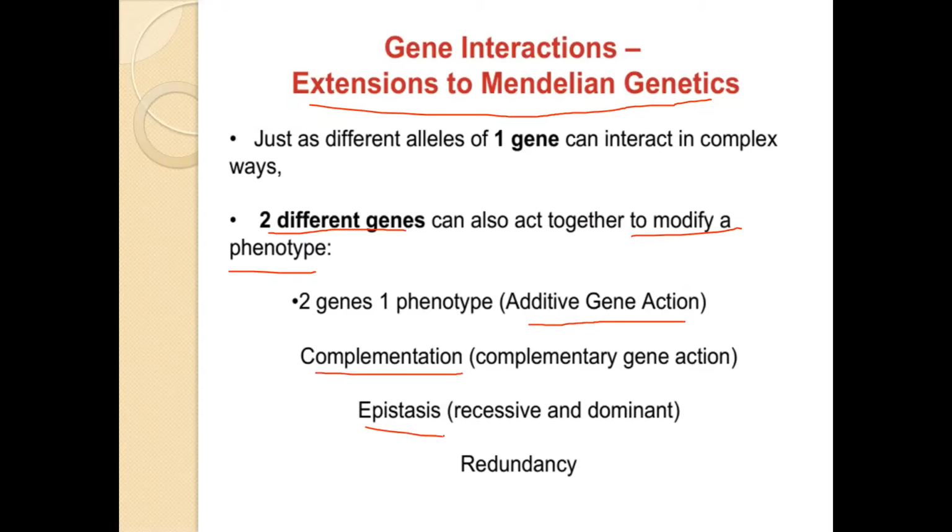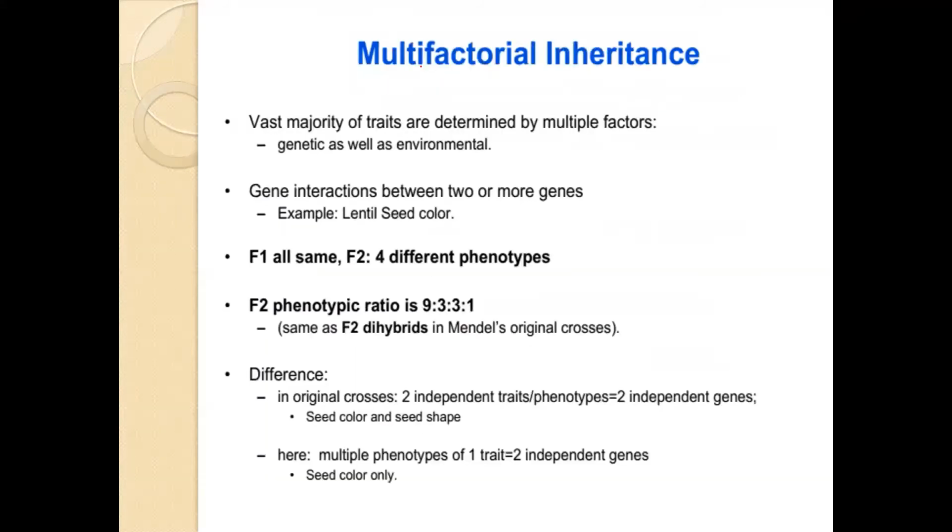Complementation, epistasis, and redundancy. So in multifactorial inheritance, what is the meaning of multifactorial inheritance? Multifactorial inheritance means the effect of multiple factors in the inheritance pattern. The vast majority of traits are determined by multiple factors. Very few traits among us actually follow the Mendelian rule. Those factors include genetic patterns as well as environmental factors.